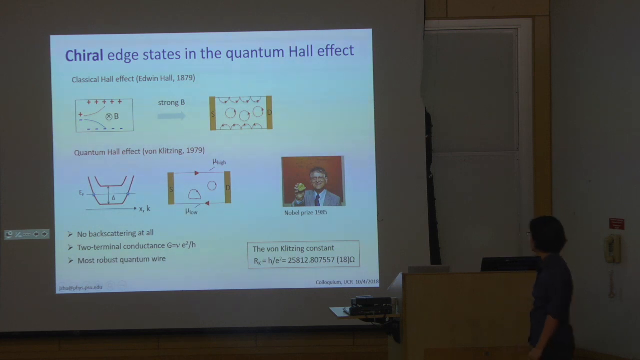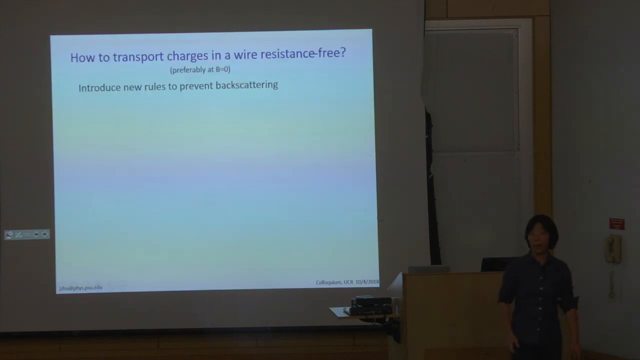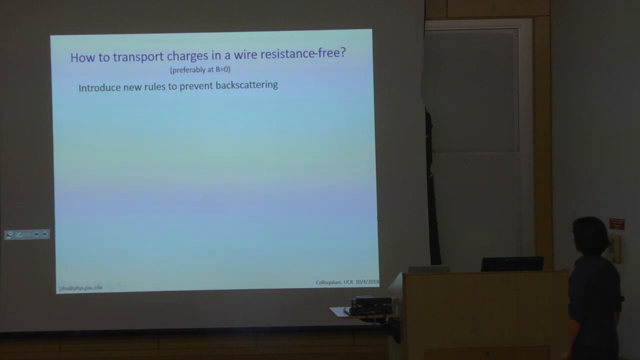Okay? But in order to achieve this quantum Hall effect, I have to apply a magnetic field. I have to break time reversal symmetry. You can see that I have a current going, circling clockwise, right? Okay. So can you do this without a magnetic field? Okay. So can you introduce new rules that could prevent this backscattering without using the physical separation of these states?